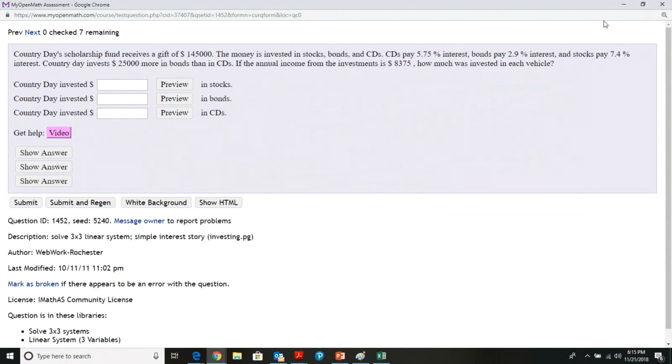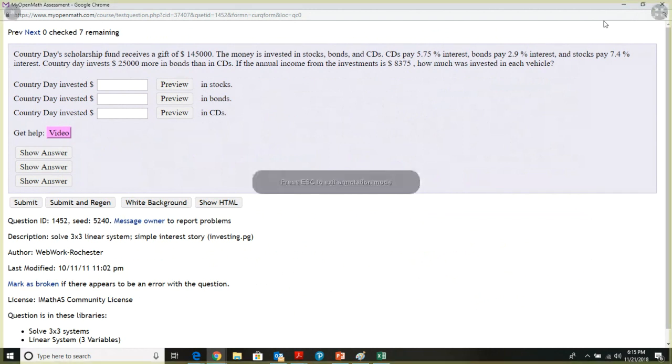$145,000 to split amongst 3 investments. I meant to highlight that, not cross it out. All right. And we want to know how much was invested in each. So what we're going to do is pick our variables.